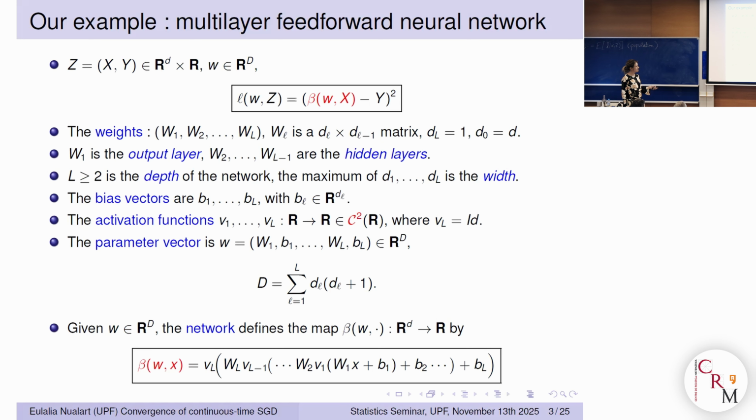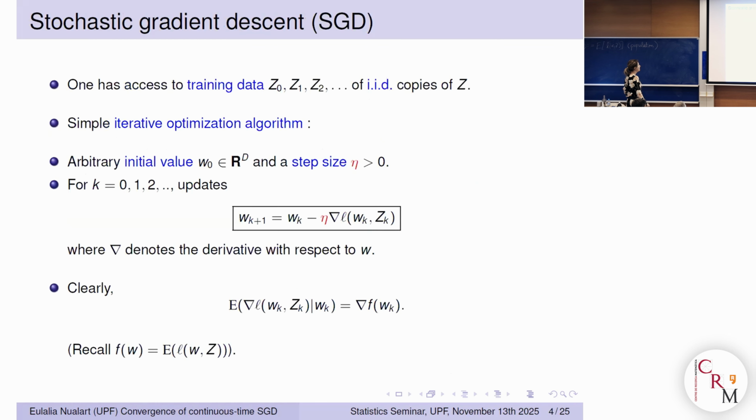This is going to be my notation. Once you have a W and an X, these compositions of functions, as we have seen, define what we call a neural network. This is the example that we have in mind, but the idea is to treat this problem generally.